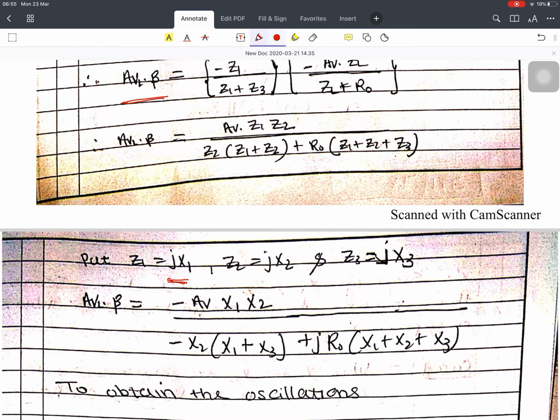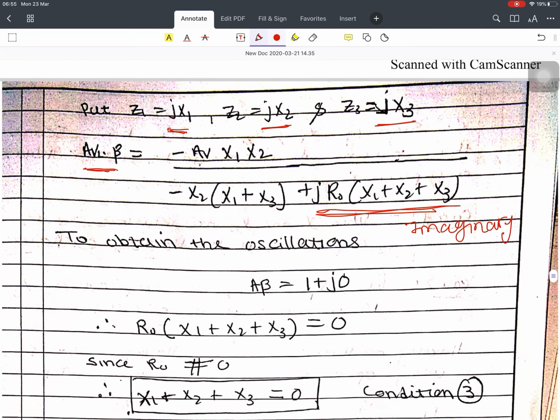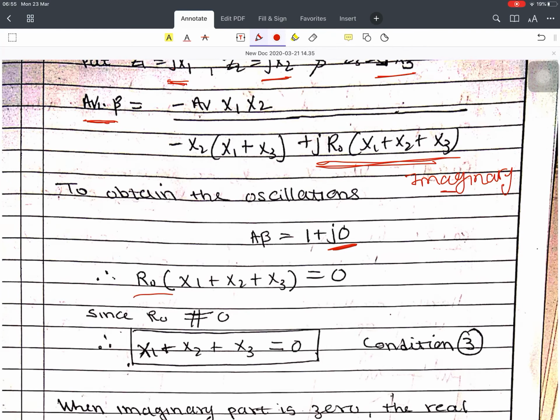Z1 is this: j into x1, j into x2, j into x3. Then I get AV into beta. This is important: AV into beta in terms of a real and imaginary part. This is my imaginary term and the remaining is the real part. Now for an oscillator, the imaginary part must be 0, so I'll replace this imaginary part with 0 over here.